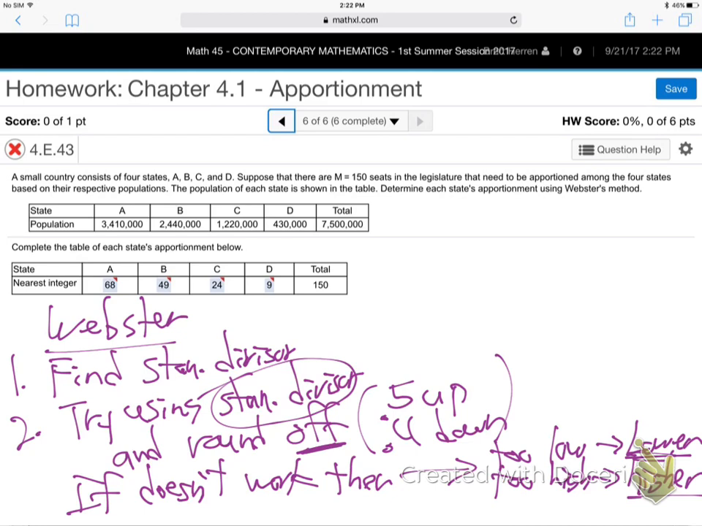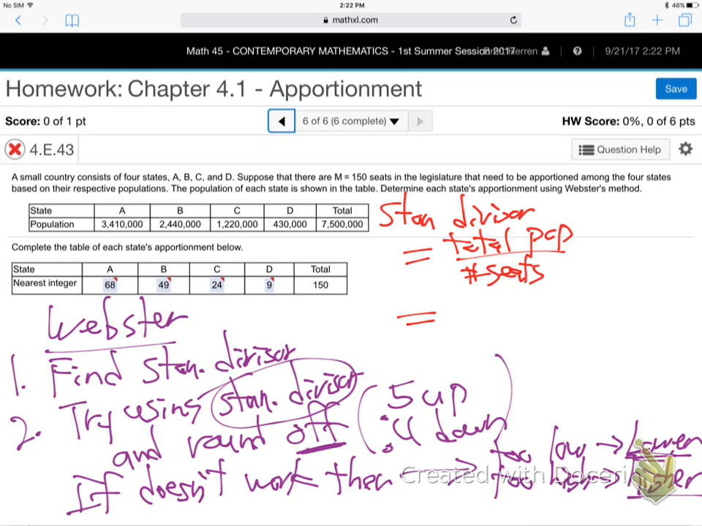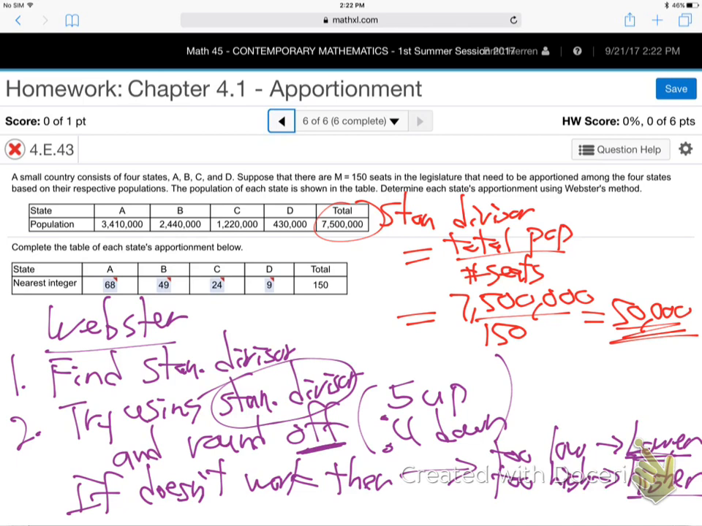So if you got that down, let's find the standard. I'll just do it right on the same page here. What's the standard divisor for this problem? Well, you know, total population over number of seats. So what's the total population here? Well, it's the same one as last time, isn't it? 7,500,000 over 150 seats. That's just going to be 50,000 again. Okay, so 50,000 is the standard divisor like it has been for the last two problems.